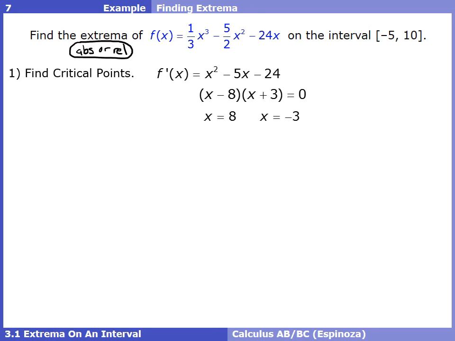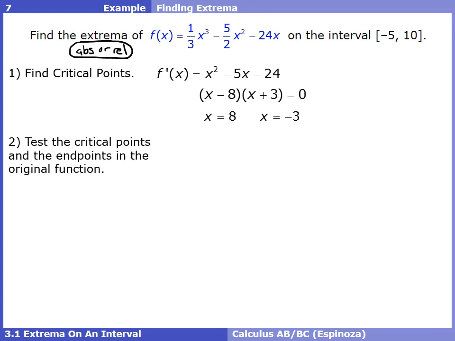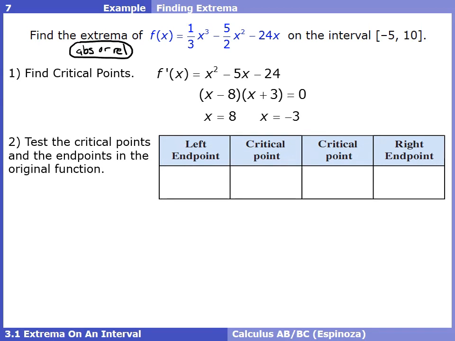The best way to do these problems is to keep them organized, and we're going to make a little table. We're going to take our critical points and our two endpoints and figure out what the y values are at those endpoints and critical points. The reason we want to find the y values at those points is to see what is the highest point we have and what is the lowest point we have. So it's really just a matter of plugging in the numbers that we have now.